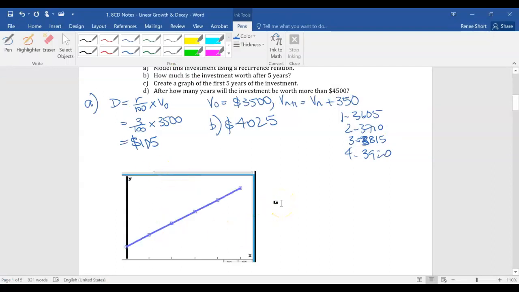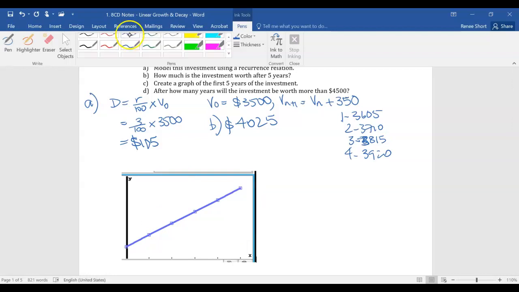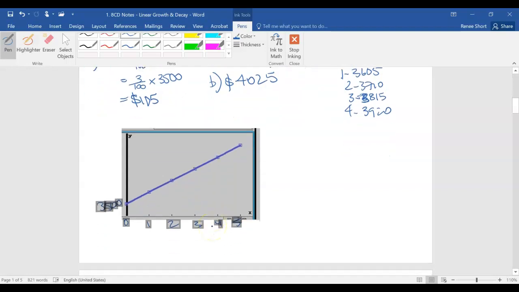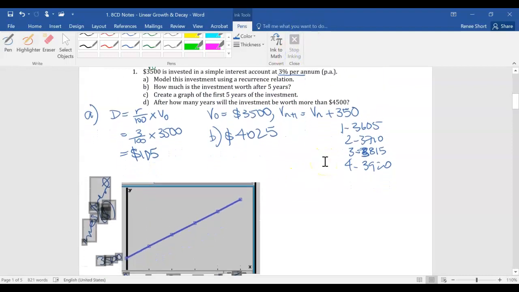And I could just label the features on here for us so we knew that this here is 3,500, and I've got 0, 1, 2, 3, 4, 5. So this down here is years, and over here is investment dollars. Fab. So that's then C.